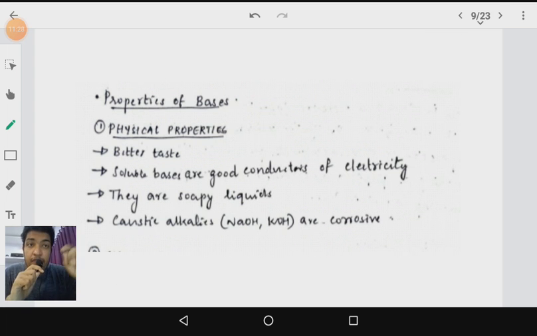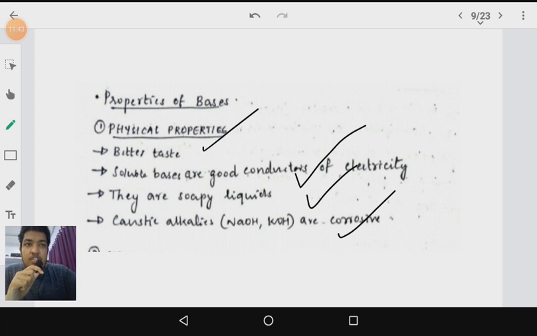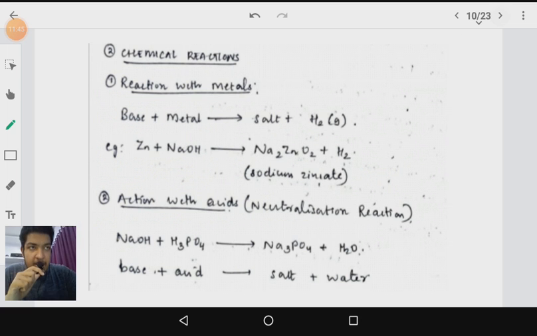Now talking about the physical properties of bases, they are having a bitter taste, they are soluble, and if they are soluble, they are good conductors of electricity because of the movement of ions. They are soapy liquids, and caustic alkalis. Caustic alkalis such as NaOH and KOH are highly corrosive in nature. So these are the basic physical properties of bases.